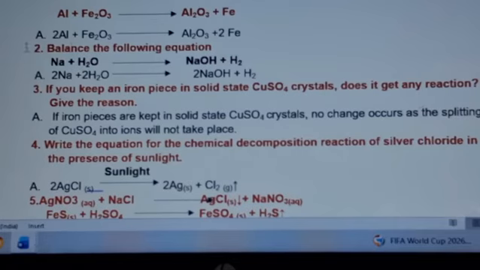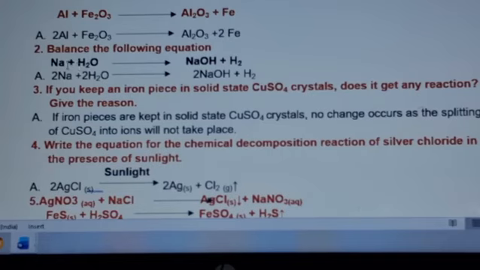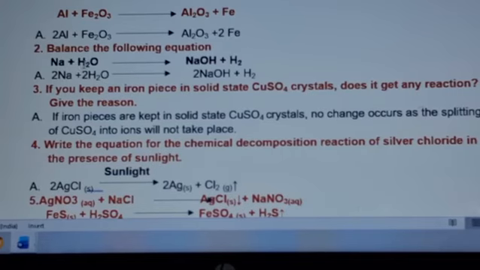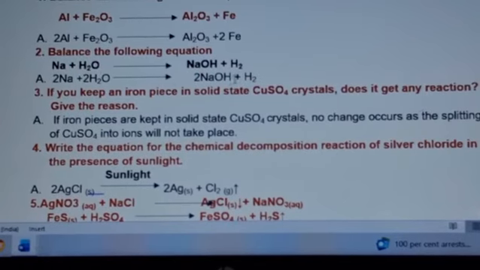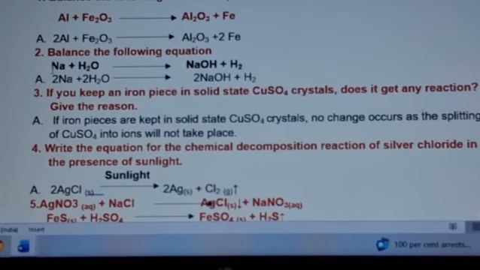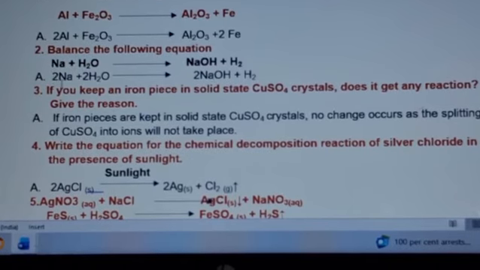Now the second one, balance the following equation. Sodium plus water gives sodium hydroxide and hydrogen. Left side sodium is 1, right side also it is 1, so no problem. Hydrogens 2 are here, but hydrogens 2 plus 1, 3 are there. So to balance this, you have to take 2 as a multiple here. If you multiply NaOH by 2, sodiums are 2 here, but here only 1 on the left side. So it is taken by 2 here.